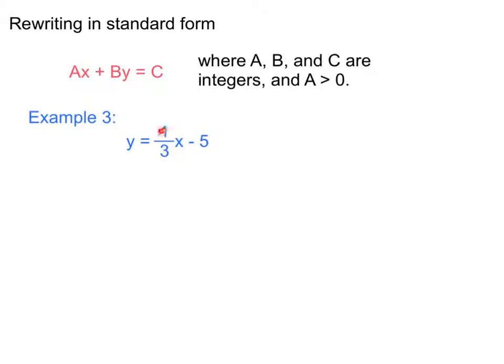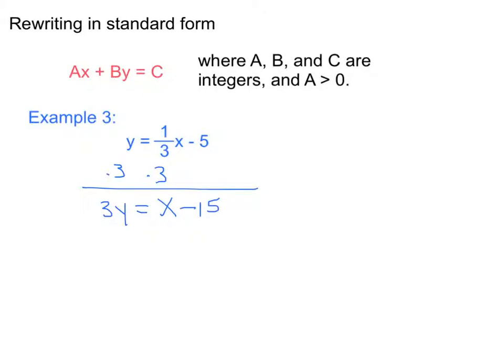So I really don't care about the numerator, I just care about the denominator. To undo that dividing by 3, I'm going to multiply by 3. So I'm going to multiply both sides by 3. You have to remember you have to multiply both terms by 3, not just one of them. So you'll end up getting 3y is equal to 1/3 times 3 is equal to 1. So it's just x and then minus 15.